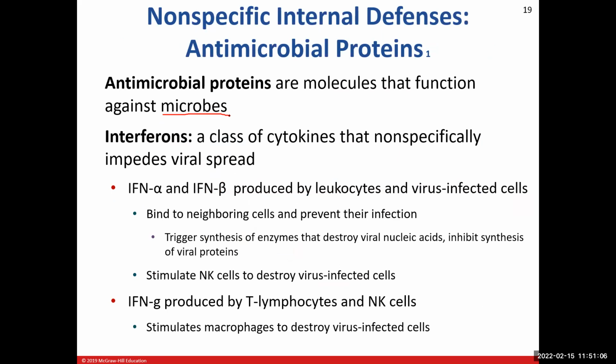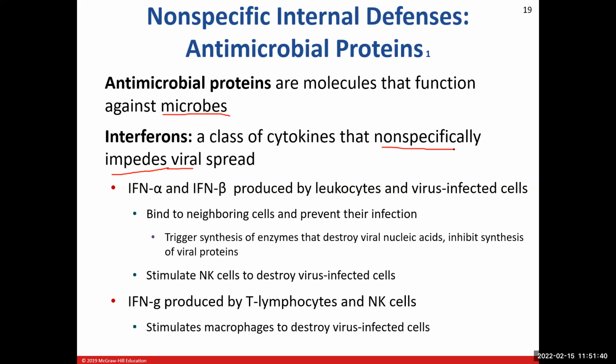So the first classification is what we call interferons. Their job is to stop the spread of viruses. Here again, it is a non-specific release, and that's what cytokines are. They're going to be non-specific, but their job is to impede, stop spread of viruses. So there's a couple different interferons that we're going to talk about: interferon alpha, interferon beta, and then the gamma interferon.